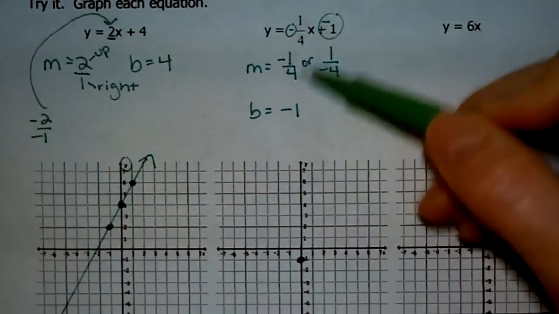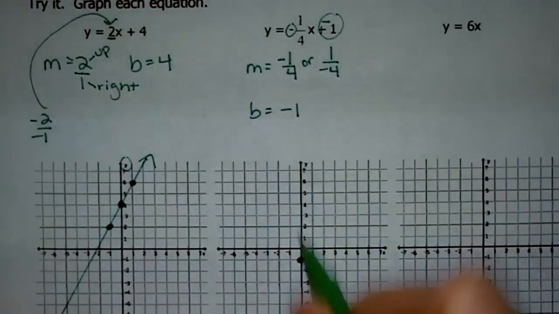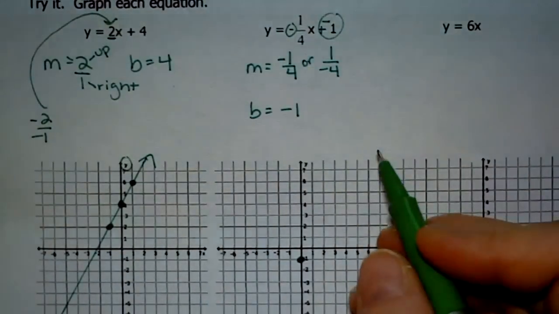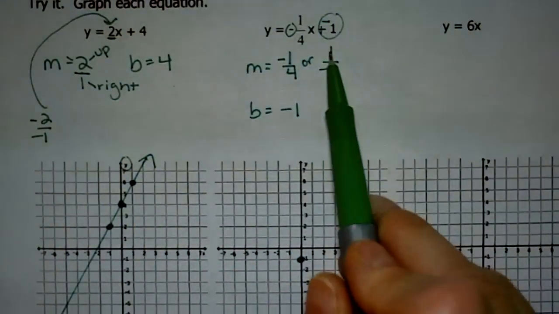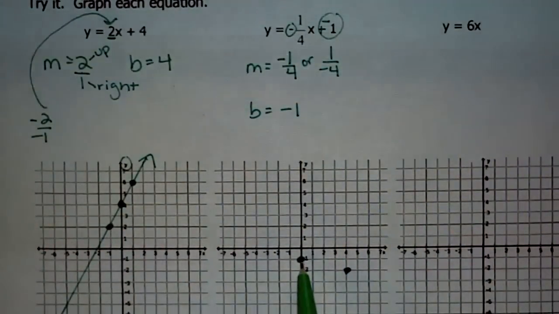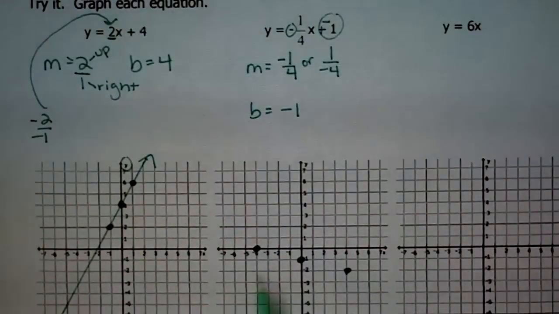Now I need to plot my slope. It doesn't matter which one of these you pick. If I did the negative 1/4, negative 1/4 means down 1 because the numerator is negative and that's my vertical movement, and right 4. 1, 2, 3, 4. If I would have plotted 1 over negative 4, go back to your y-intercept, that positive 1 means up 1 and negative 4 means left 4. 1, 2, 3, 4. Do you see how those are all points on the same line?